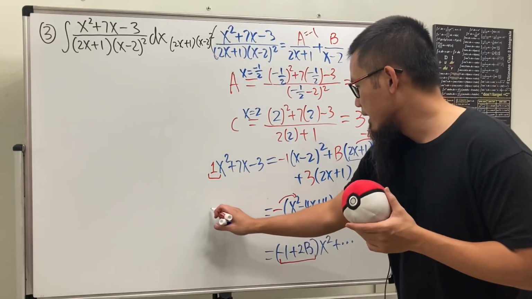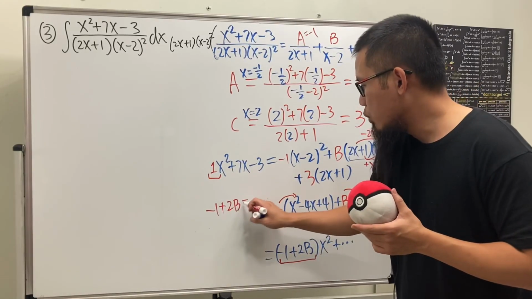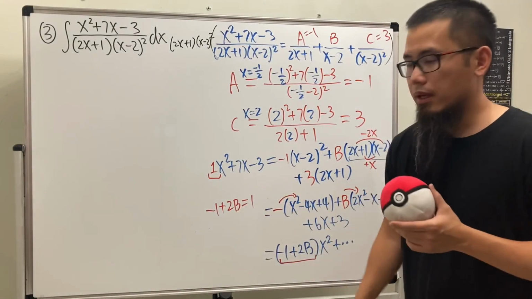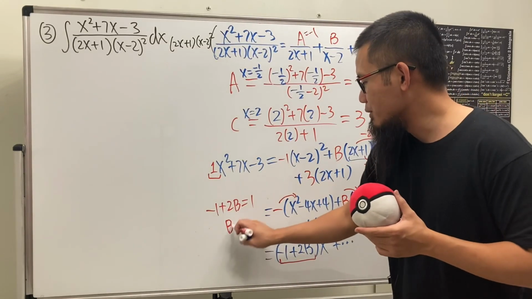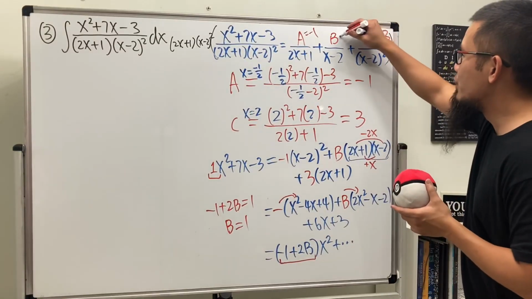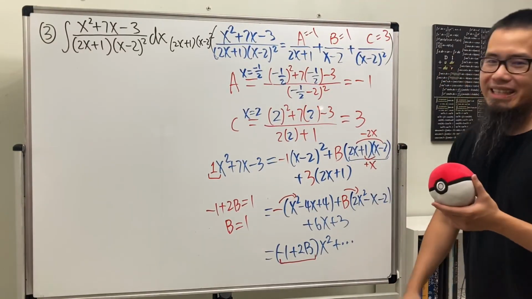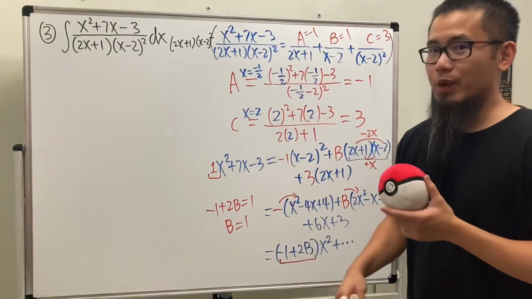So we look at negative 1 plus 2b equals 1. Move this to the other side, which is 2. And you know what? b is just equal to 1. Oh my god, all the work for b equals 1. All right, so now we go back there and then we will just integrate.